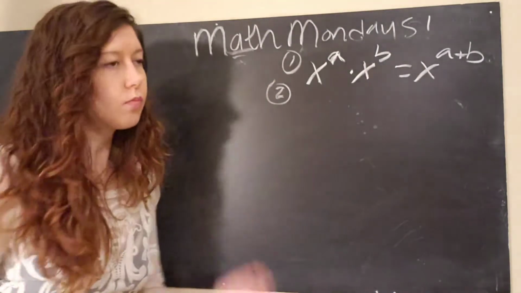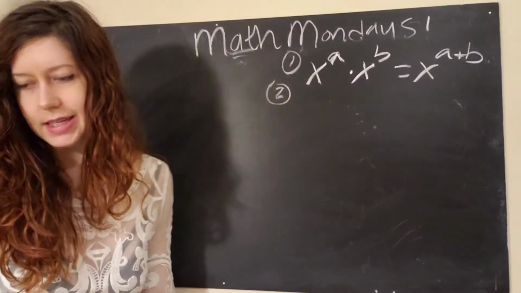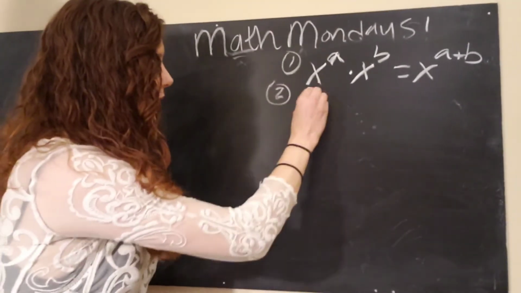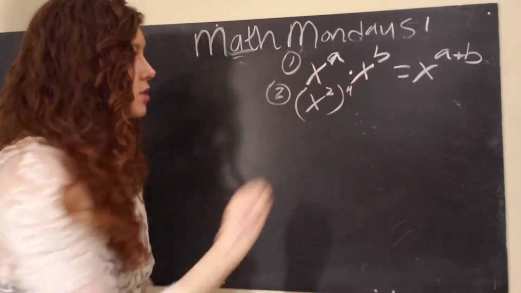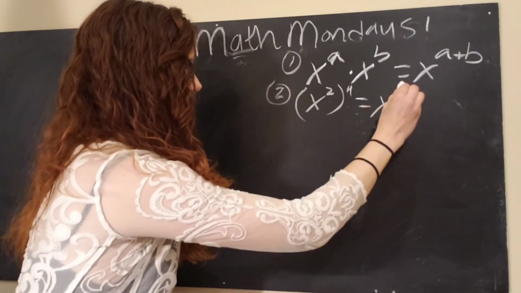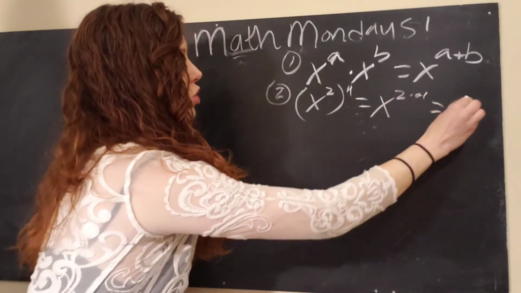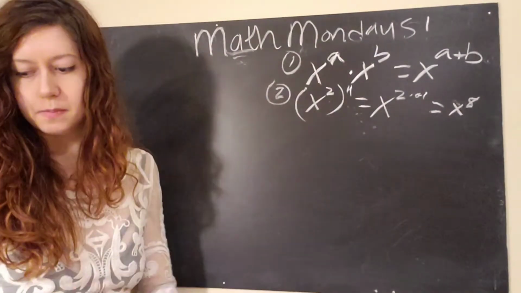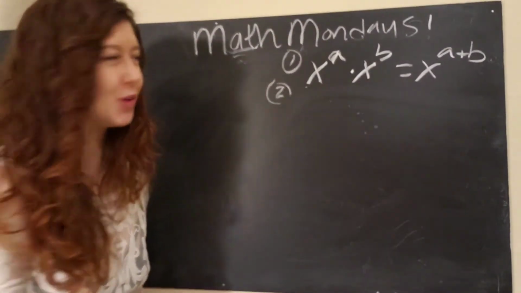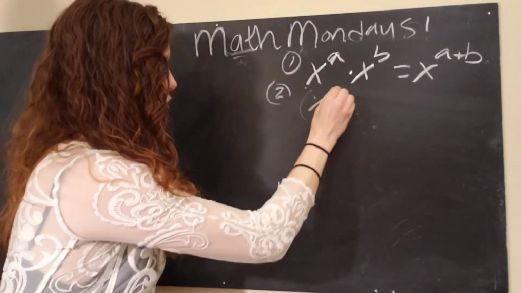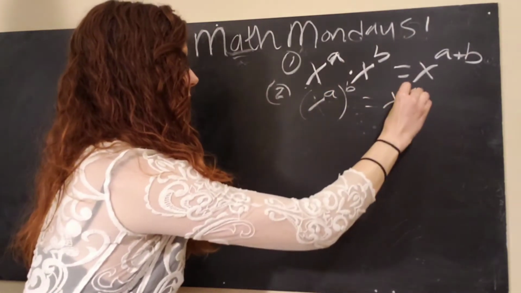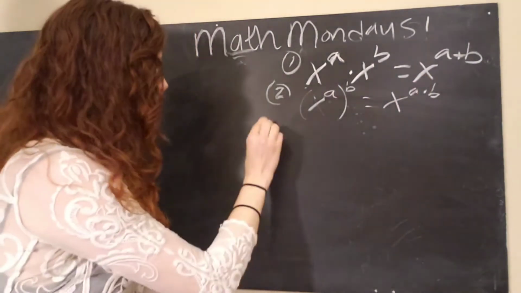Rule number 2 is the power to the power rule. So if we have x squared raised to a power, then we actually multiply. In this case, we would get x to the 2 times 4, which is x to the 8th. And again, this is true in general. So you have x to the a, to the b, equals x to the a times b.